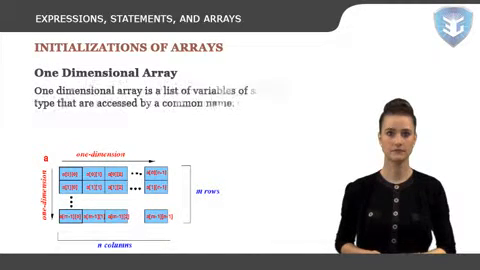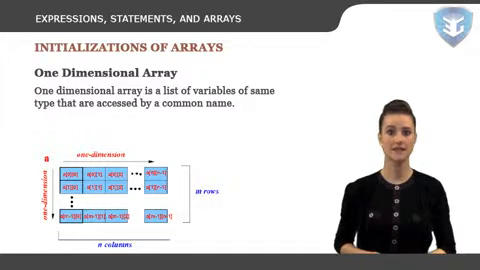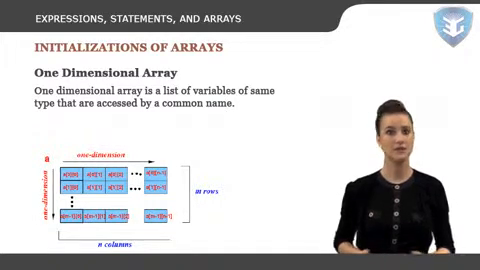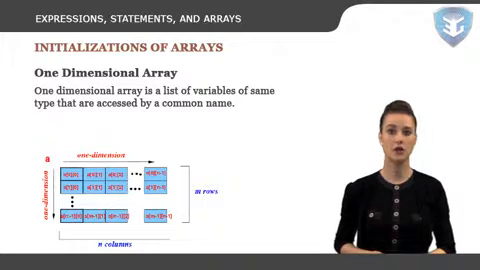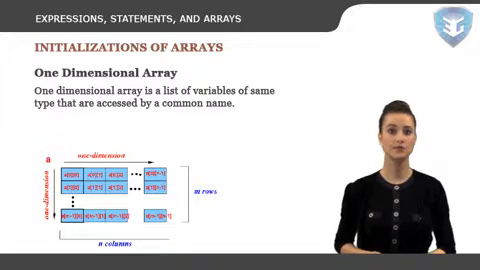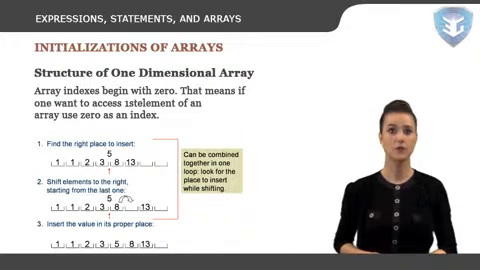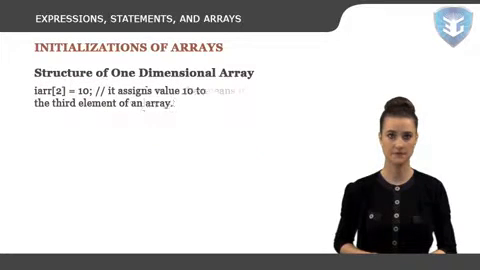One-dimensional array. A one-dimensional array is a list of variables of the same type that are accessed by a common name. An individual variable in the array is called an array element. An array forms a way to handle groups of related data. Structure of a one-dimensional array. Array indexes begin with 0. That means if one wants to access the first element of an array, use 0 as an index. To access the third element, look at the example shown.